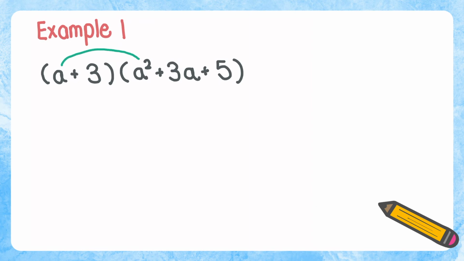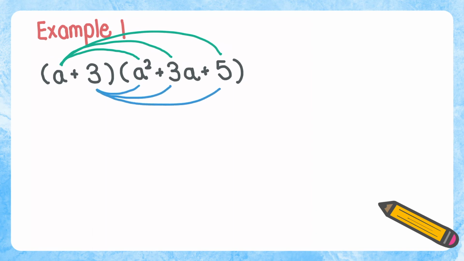So we're going to distribute this a to the a squared, 3a, and also that 5. And next we'll distribute the 3 to the a squared, 3a, and 5. So let's take it step by step. A times a squared is a cubed. A times 3a is 3a squared. And a times 5 is 5a.